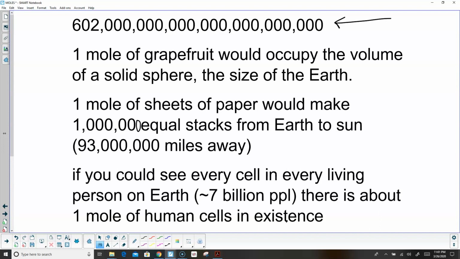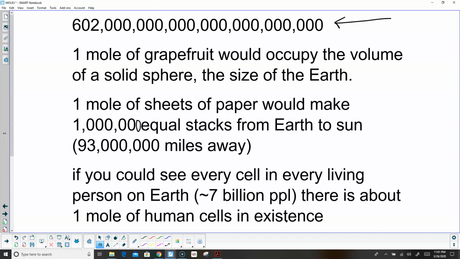Let's say if you could see every cell in every living person on Earth, and there's about 7 billion people, there's just about a mole of human cells in existence. And the thing is, you can't see any of them. Well, there's one cell in the human body you can see with the unaided eye, and that's in females, their egg. They're about the size of a period on a printed page of regular 12-point font. The period at the end of the sentence, that's how big the human egg is. Everything else, invisible, too small to see.